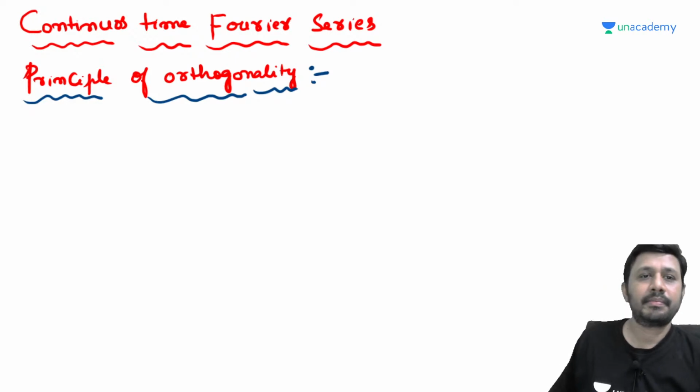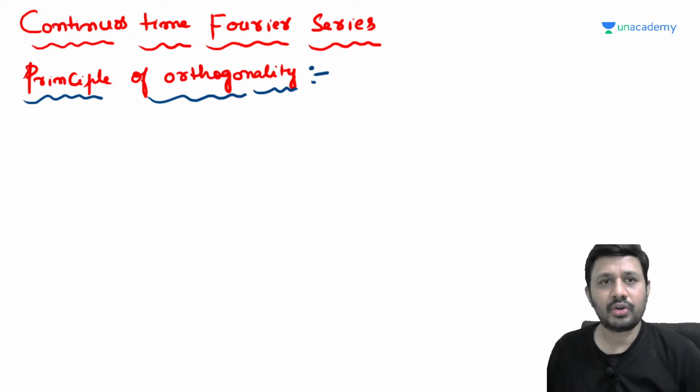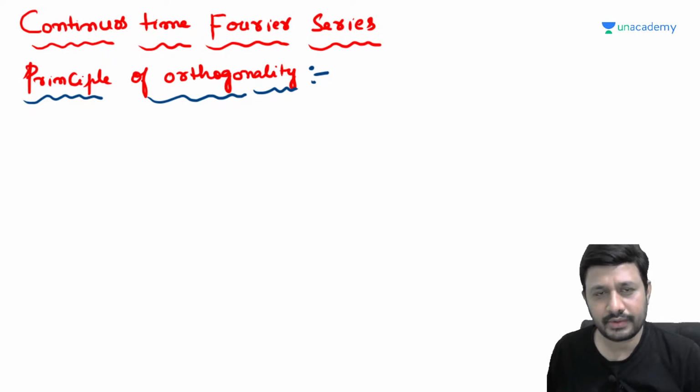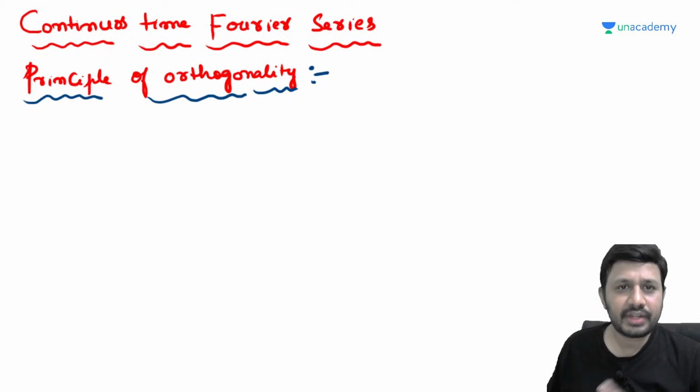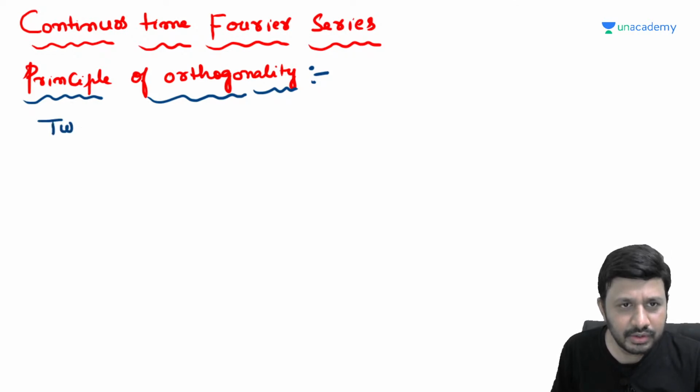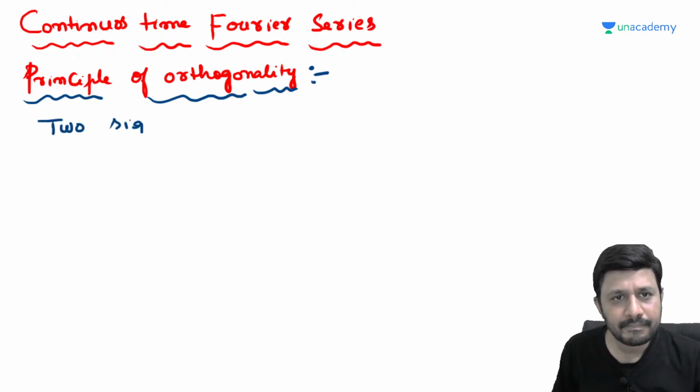Look here. Principle of orthogonality. Before going to understand this Fourier series, you must understand this principle of orthogonality also. When can you say that two signals are orthogonal? There must be a condition, no? And how we are going to use this orthogonality principle in Fourier series, we will also observe.